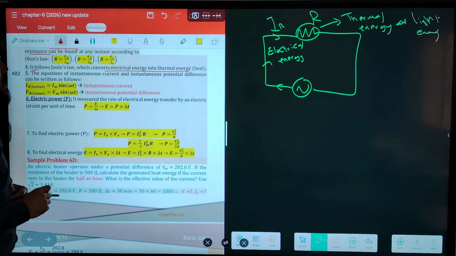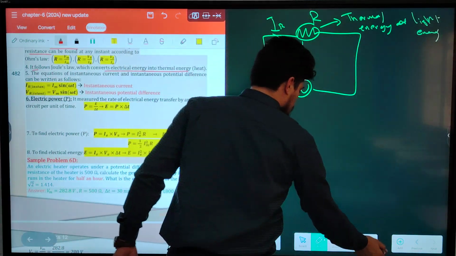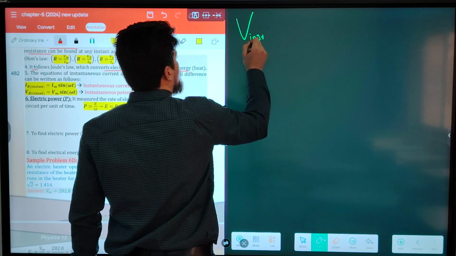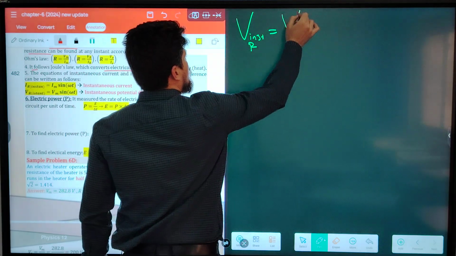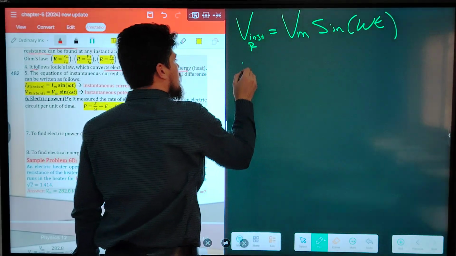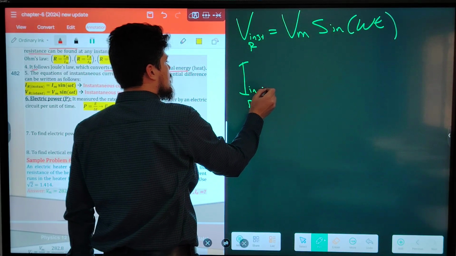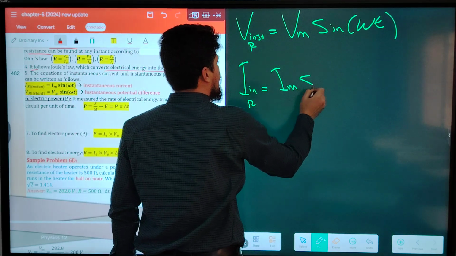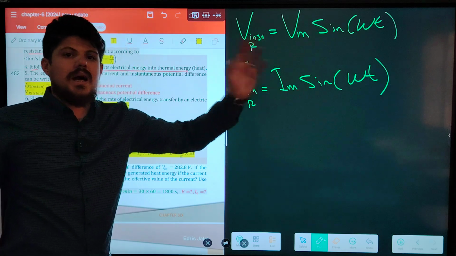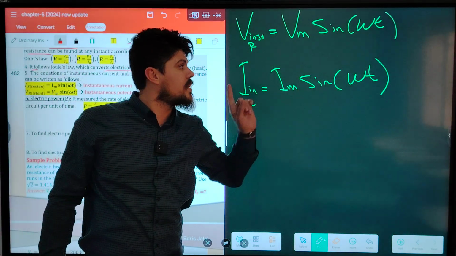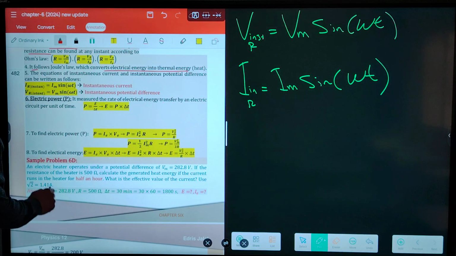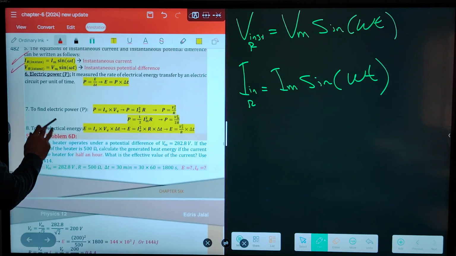The equations of instantaneous current and instantaneous potential difference will be like this. Guys, the equation of instantaneous potential difference across the pure resistance is equal to what? Vm sine omega t. The instantaneous current across the resistor is equal to what? Im sine omega t. We don't have lead and lag between potential difference and current. The phase difference between them is 0. There will be no leading and no lagging between the potential difference and the current.